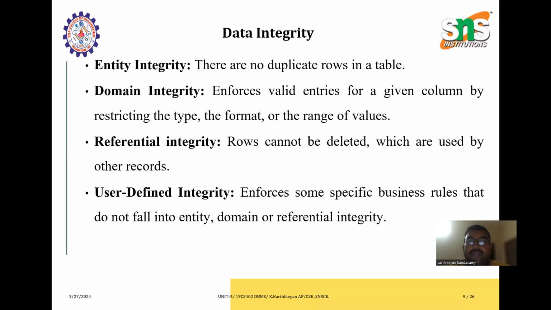This is data integrity. We have 4 types of data integrity: entity integrity, domain integrity, referential integrity, and user-defined integrity. Entity integrity means there are no duplicate rows in the table. Domain integrity enforces valid entries for a given column by restricting the type, the format, or the range of values. Referential integrity means rows cannot be deleted which are used by other records. User-defined integrity enforces some specific business rules that do not fall into entity, domain, or referential integrity.